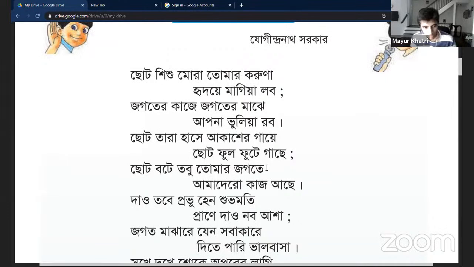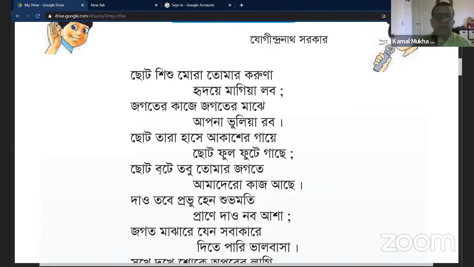Choto hote tobu tomar jagate. Choto hote, tobu. It is a to, a consonant. Tobu, tomar. Choto hote tobu tomar jagate.